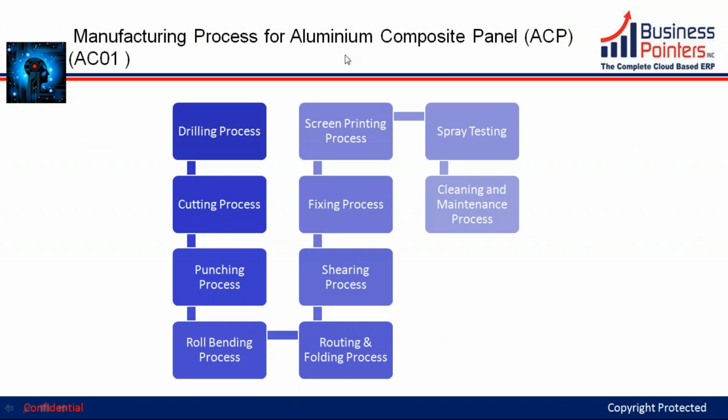The next slide will show us the different types of processes that are used to make the aluminum composite panel. As we have discussed in the process master, we define all the processes that are required to make this particular product. So these are the different processes that can be defined into the system. It can be n number of processes that are required for the manufacturing of a particular product.